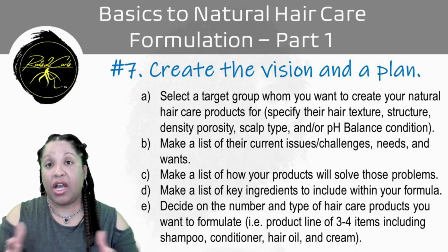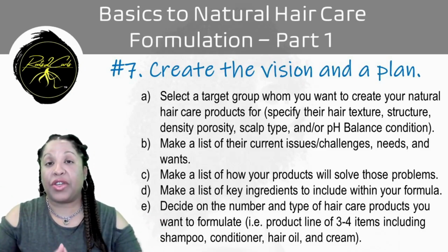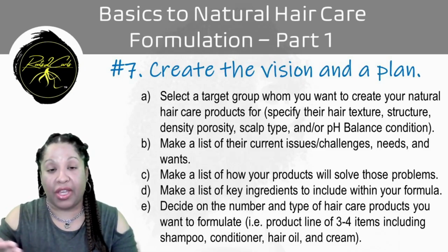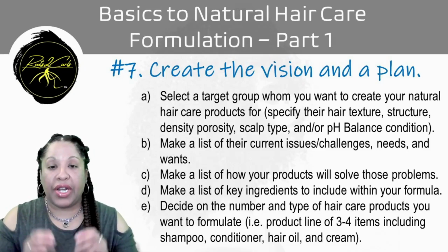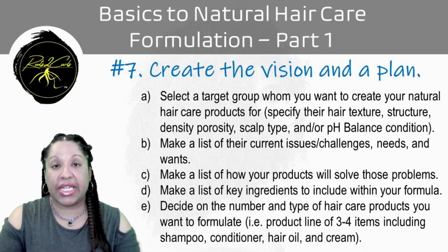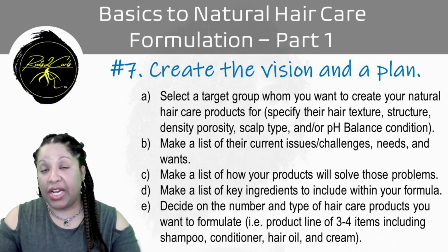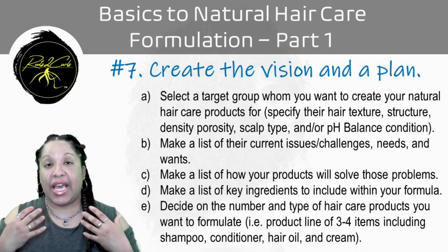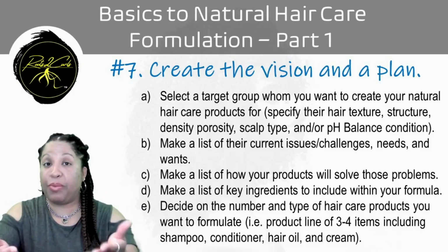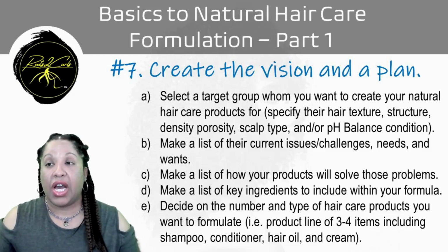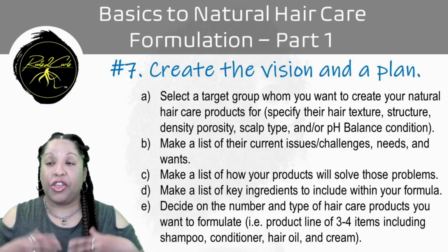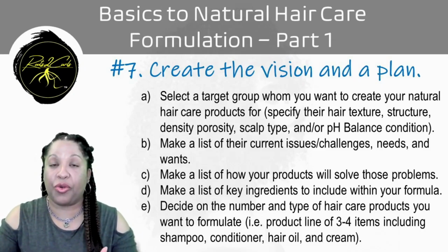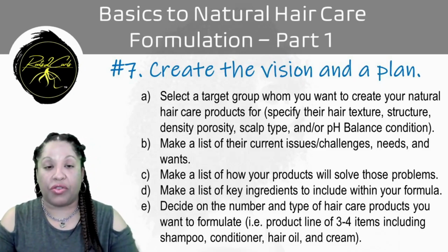Now that you have an idea of just the basics, you can use that information to select or define your target. B, make a list of their current issues and challenges, needs, and wants. So think of your ideal person, and then once you have that ideal person, what do they need? What is it that they're struggling with? Kind of jot it down. It could be you. You could have a specific hair or scalp situation going on, and you know that you share that problem with many others. So you can use yourself also as that target group and write down what your problems and struggles are.